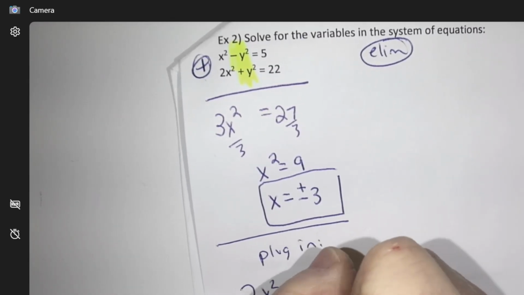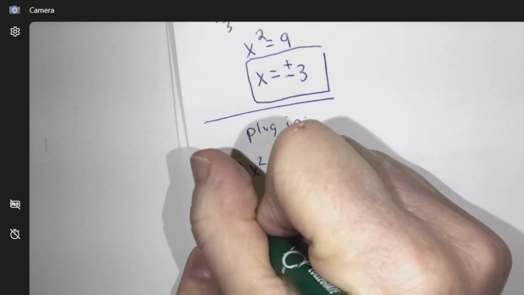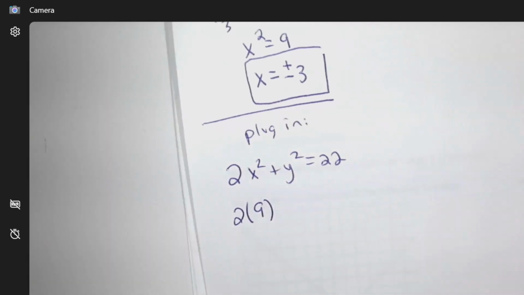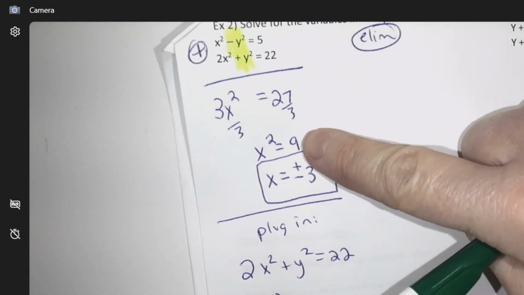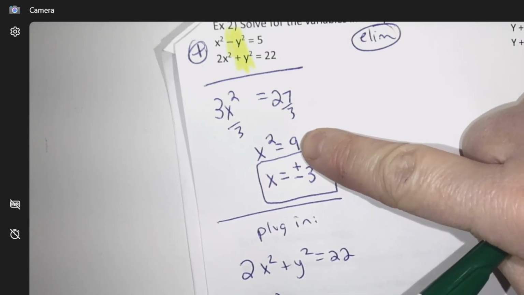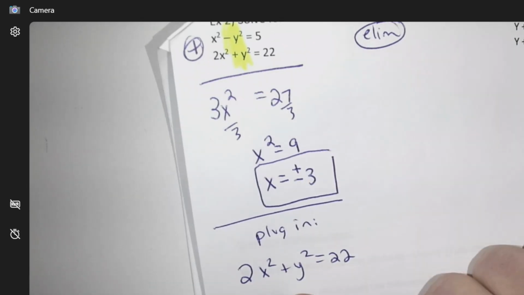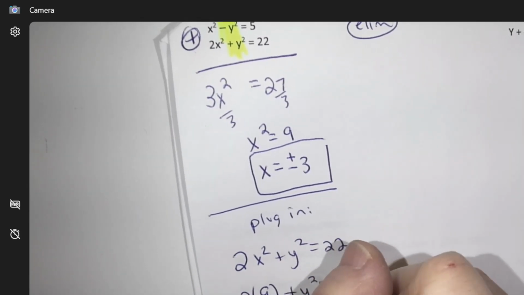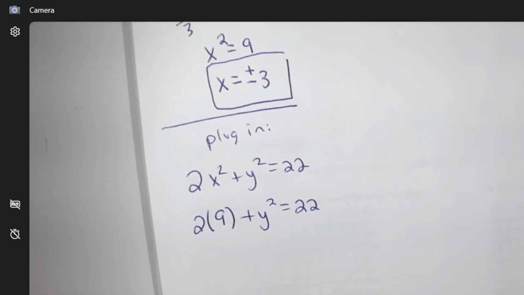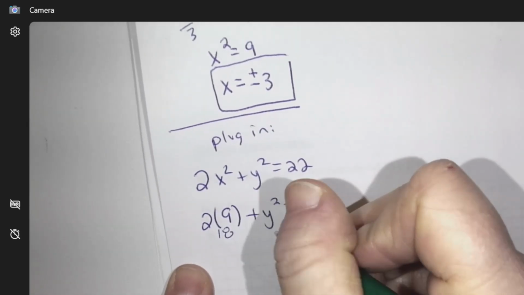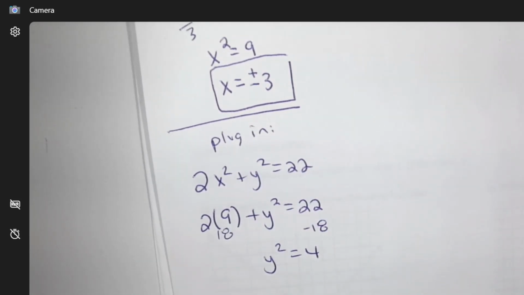2x squared plus y squared equals 22. Okay, so here I go. I'm going to go 2 times, I'm just going to put 9 in there. Why? Because x squared is 9, so why don't I just go right to this? I don't need to mess around with doing 3 squared there yet. So just put 9 there. Okay, so this is 18. So if I subtracted 18, I would get 4.